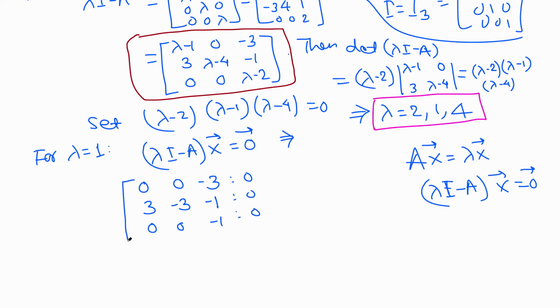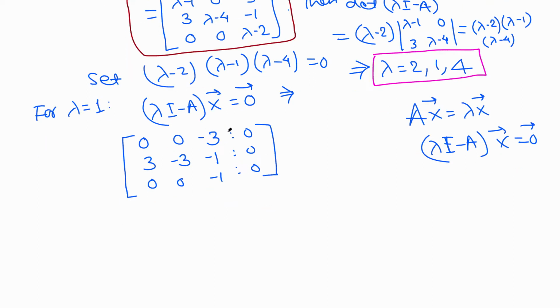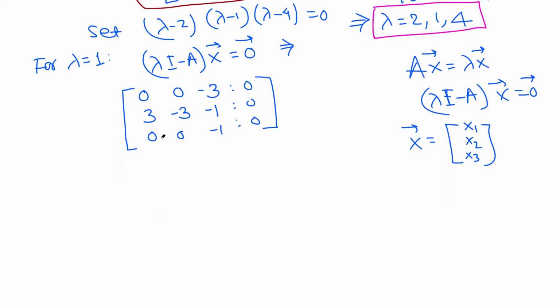Now we do row reduction and determine the variables for x. We can always think of x as having 3 components, x1, x2, x3. So let's do some row reduction.